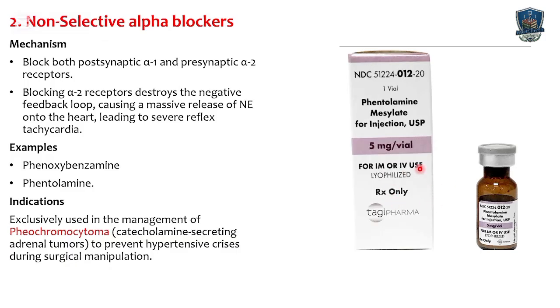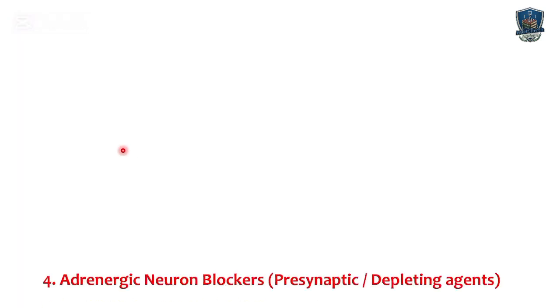As you can see in my diagram here, they're always administered parenterally. You can see the phentolamine here, 5 milligram vial. Now, this is an example of a non-selective alpha blocker. It acts on alpha 1, causing vasodilation, but it also acts against alpha 2 receptors, leading to a massive release of norepinephrine. So that's something that you have to understand when it comes to using these drugs.